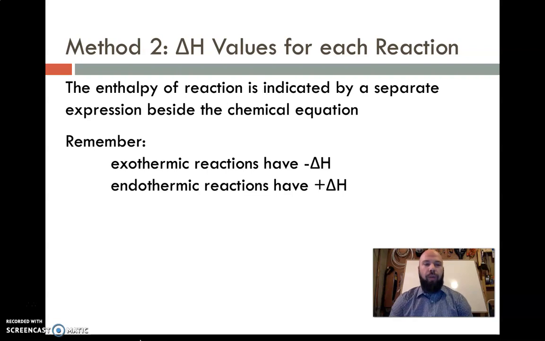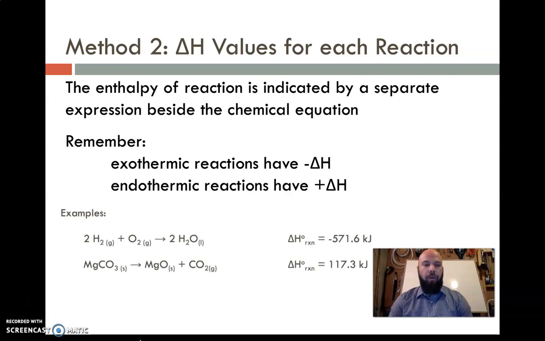Second method: you can write the enthalpy not in the chemical reaction, but beside it as a delta H value, a change in enthalpy that has happened due to the written reaction. Exothermic reactions will have a negative enthalpy, and endothermic reactions will have a positive enthalpy. Here are the two examples from before. We have just removed the actual numeric values from the thermochemical reaction and put them to the side and say that the delta H of the reaction is either negative or positive based on if it's exothermic or endothermic.